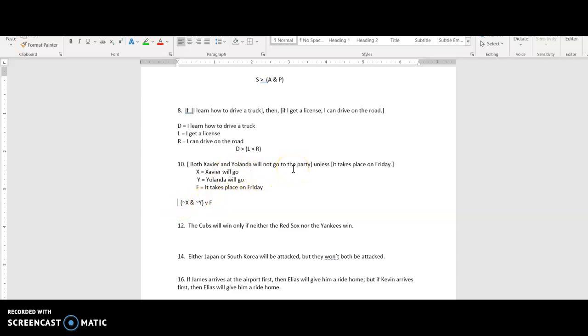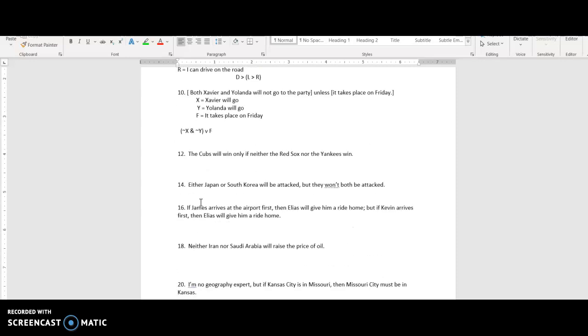Both not is different from not both, right? Not both means maybe one will go, but not both. Whereas both not means X isn't going and Y isn't going. So be careful about both not versus not both.